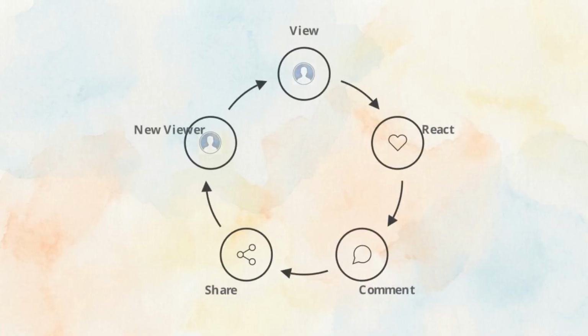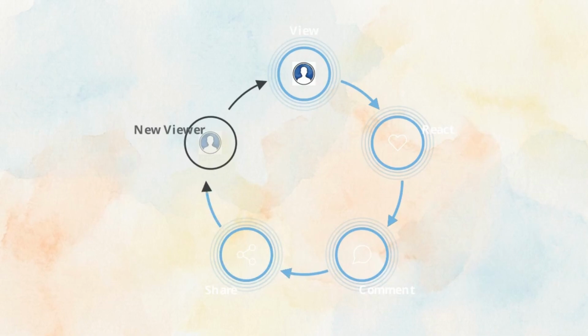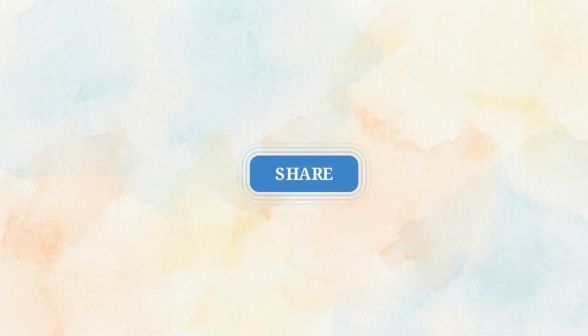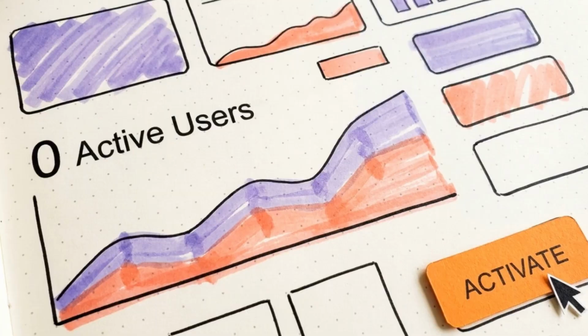This diagram shows the core loop we need to build. A user views a post, reacts, comments, shares it, and brings in a new viewer. Sticking a share button on a page does not make a product viral. Growth has to be engineered directly into the mechanics of how people interact. No coding tool can magically guarantee you an audience. My job was to design the specific engagement engine that could actually support that growth.